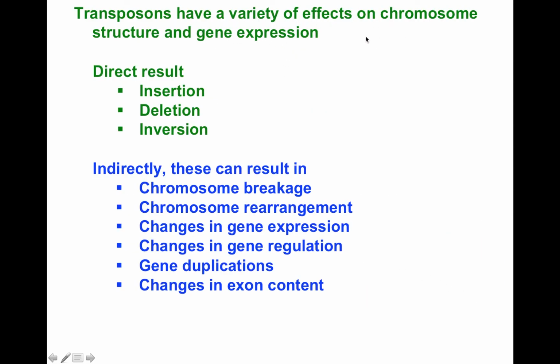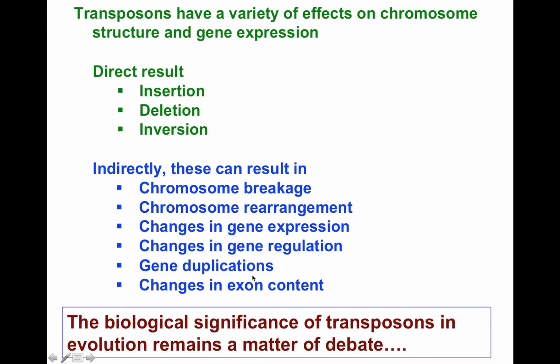Transposons can have a variety of effects on chromosome structure and gene expression. They can insert themselves into genes. They can delete genes when they remove themselves. They can also cause inversions. We can indirectly see the effects. They can result in chromosome breakage, chromosome rearrangements, changes in gene expression, changes in gene regulation, gene duplication, and changes in exon content if they happen to pop themselves into an exon. The biological significance of transposons in evolution remains a matter of debate.